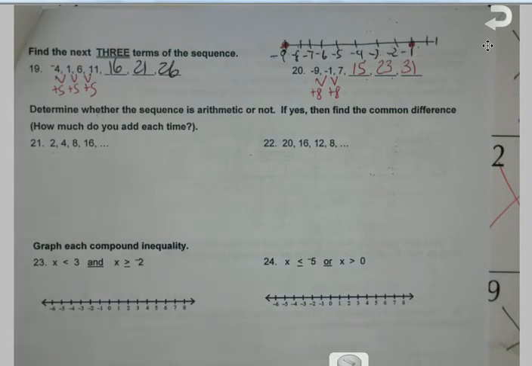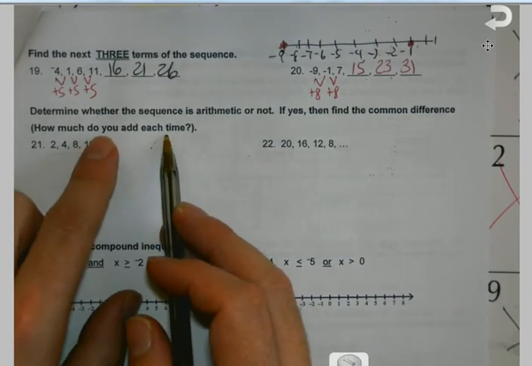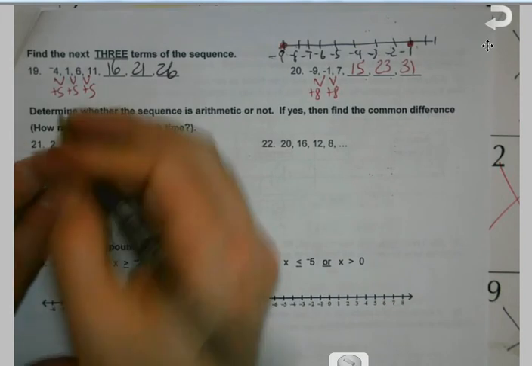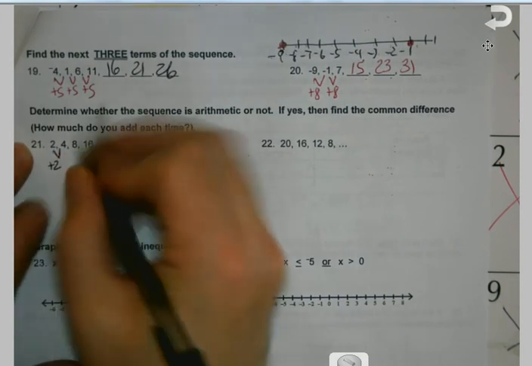Next part kind of goes to the same thing. Determine whether it's arithmetic or not. How much do you add each time if it is that? How do I get from 2 to 4? 2. What about 4 to 8? 4. Uh-oh.